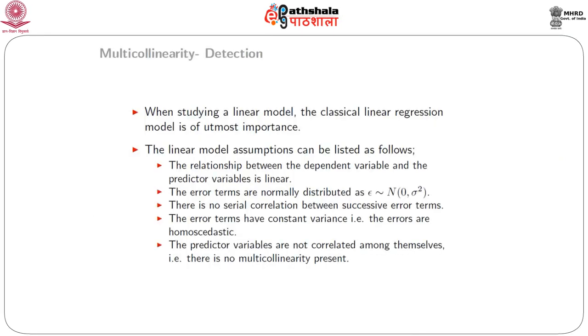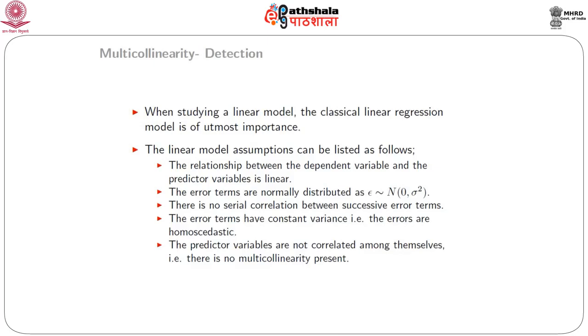When studying linear models, the classical linear regression model is of utmost importance. By classical linear regression model, we mean the regression model where we have a dependent variable which we denote by y, and we have several independent variables which are denoted by x1, x2, ..., xp, or in case of simple linear regression, we have only one independent variable denoted by x. These are the conventional notations for a linear regression model.